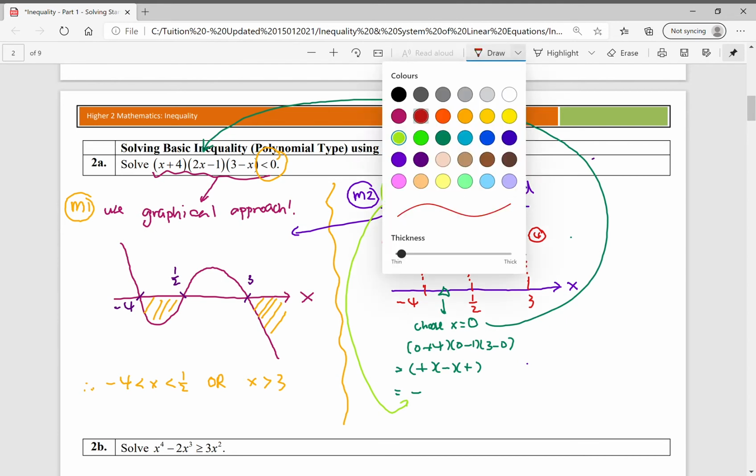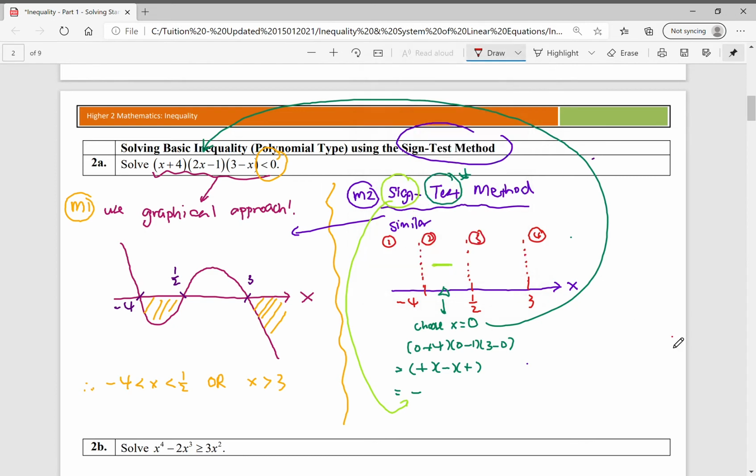You do the same thing again for the rest of the regions. You can choose a value between half and 3, and a value greater than 3, and a value lesser than -4. You run through the process again. You will see that, for example, in region 3 you get a positive region, which means regardless of what x values you choose between half and 3, the y coordinate is always going to be positive. For region 4, it is a negative region, and region number 1 is going to be a positive region. Of course, it must agree with the graphical approach.